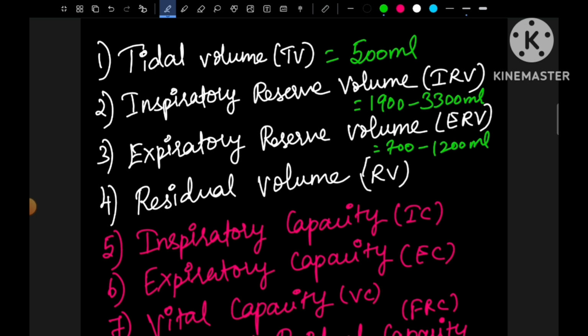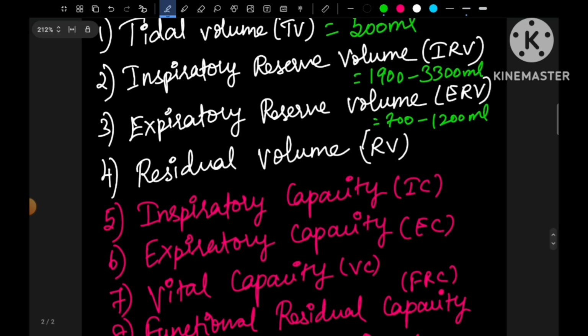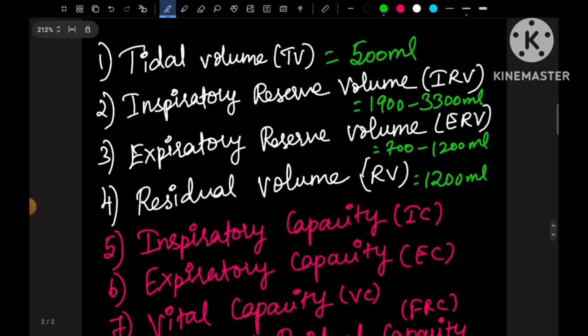And what is this residual volume? It is again 1200 ml, right? So these are the values. Just write it properly. This is 1200 ml. Okay guys, see, 500 ml, 1900 to 3300 ml is IRV. Expiratory reserve volume is 100 to 1200 ml. Residual volume is 1200 ml.